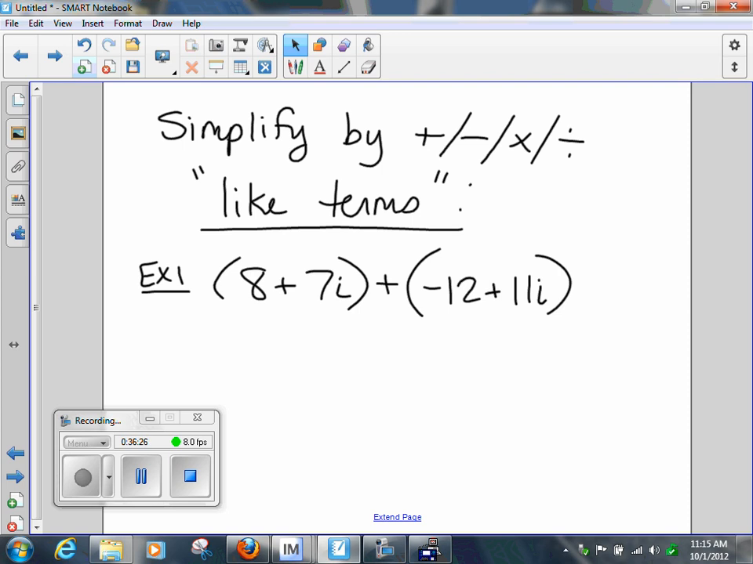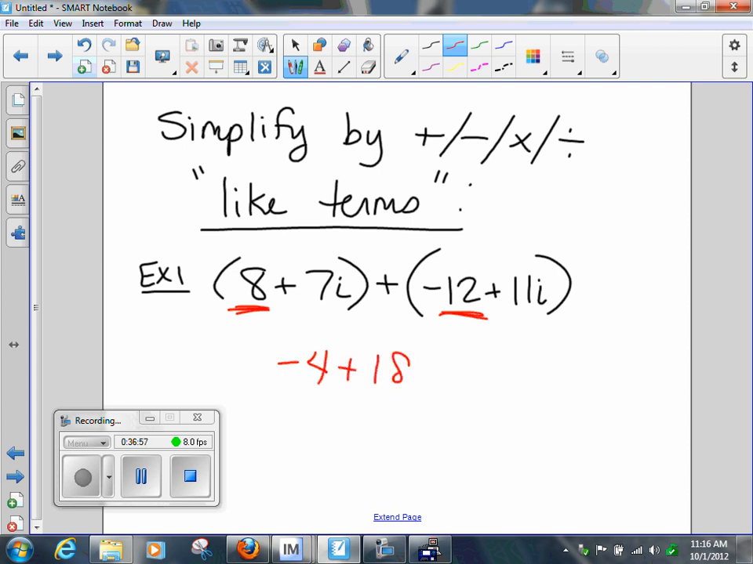Because if our calculators are in a plus bi mode, shut the door. Gosh, look at that. That's so stinky. Of course, I want to show all my steps. 8 plus negative 12 is negative 4 plus 18i. How many of you punched in your calculator and got negative 4 plus 18i?